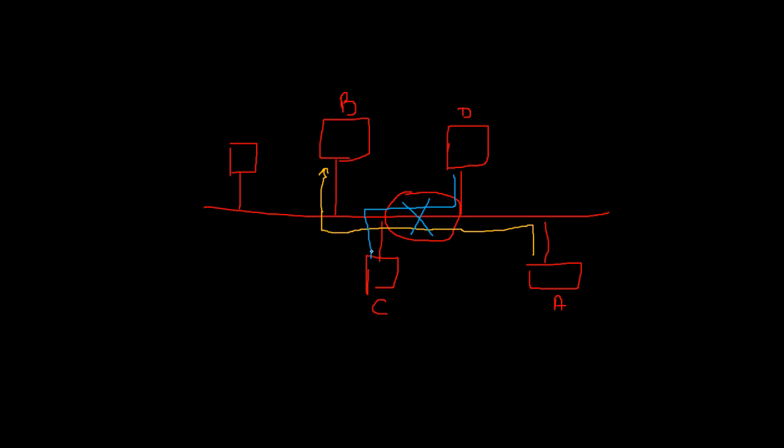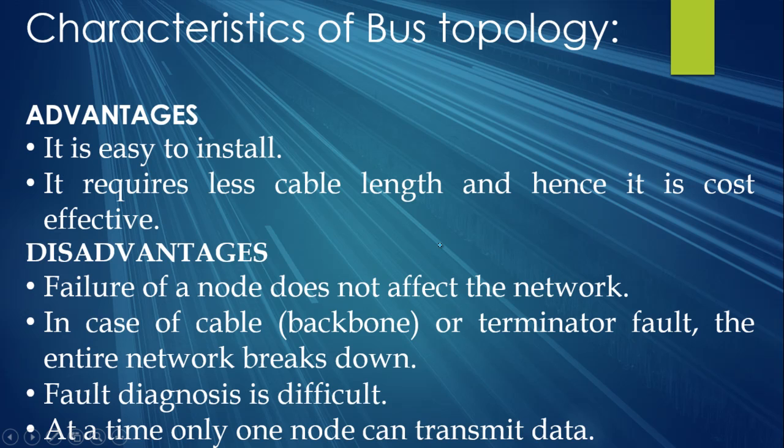the data signal comes from C to D and it uses this portion also, and when data travels from A to B, it also uses this portion. So in this area there may be a chance that both signals will collide with each other, and due to the collision both signals will be lost. Okay, so at that point no one will get the data. So you can see that at a time only one node can transmit data. Okay, so these are some characteristics of the bus topology.